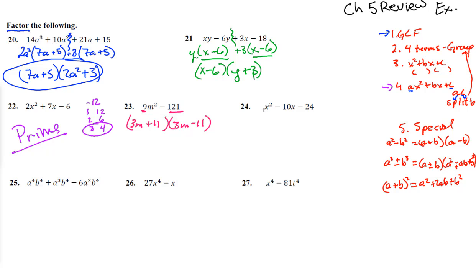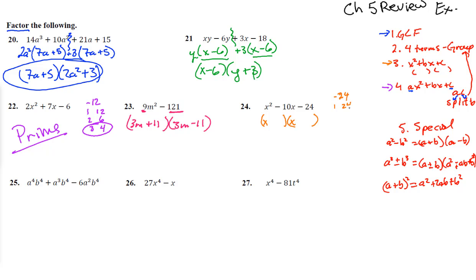Number 24. Do we have a greatest common factor? No. 1, 2, 3 terms, and the leading coefficient is a 1. So we look like we're right here with method 3. So this is just going to break up fast in one step. What times to negative 24 and adds to a negative 10?